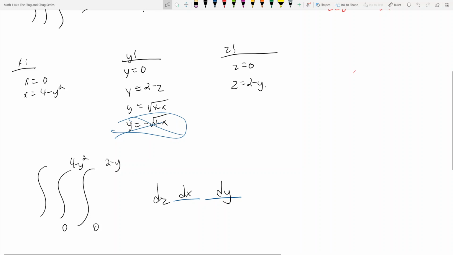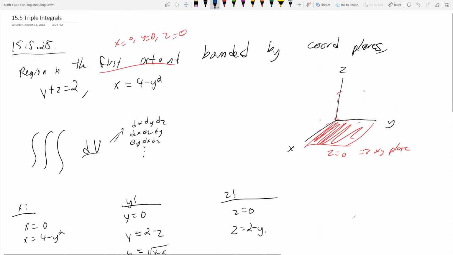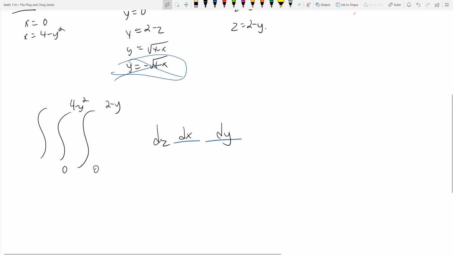Well, what's the smallest value y can be? We're in the first octant, right? So we have to be bigger than or equal to 0. So y has to be bigger than or equal to 0. That's going to be the lower bound.